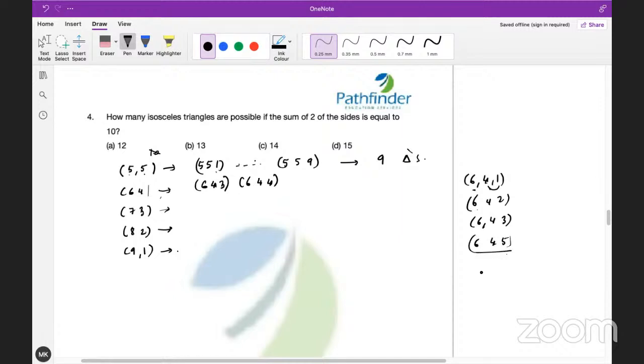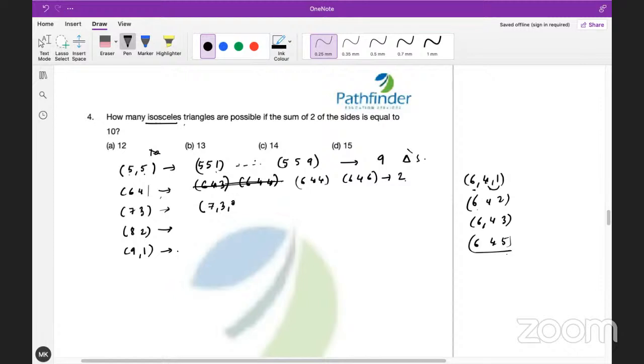Sir, 6, 4, 3 cannot be an option because isosceles triangles are asked. Oh yes, sorry. We are asked for isosceles triangles. Very sorry, I missed out the isosceles part. 6, 4, 3 is not possible. 6, 4, 4 and 6, 4, 6 are the only two choices here. Thank you, Prachi. Thanks for correcting me.